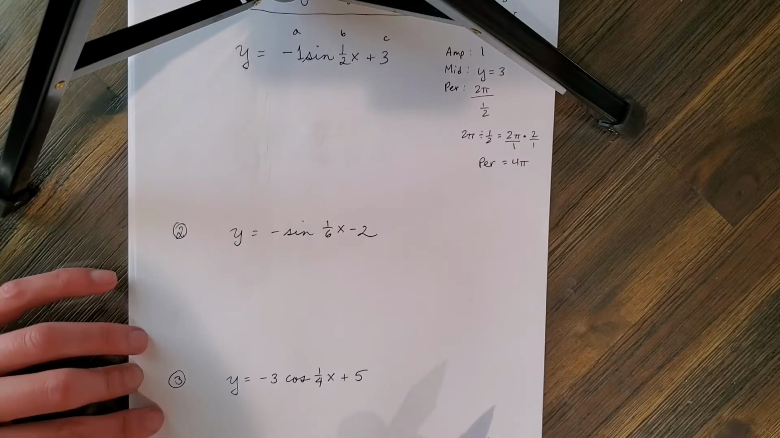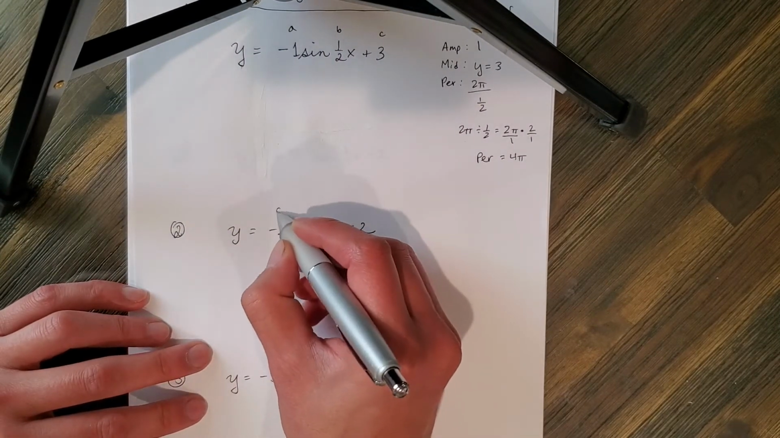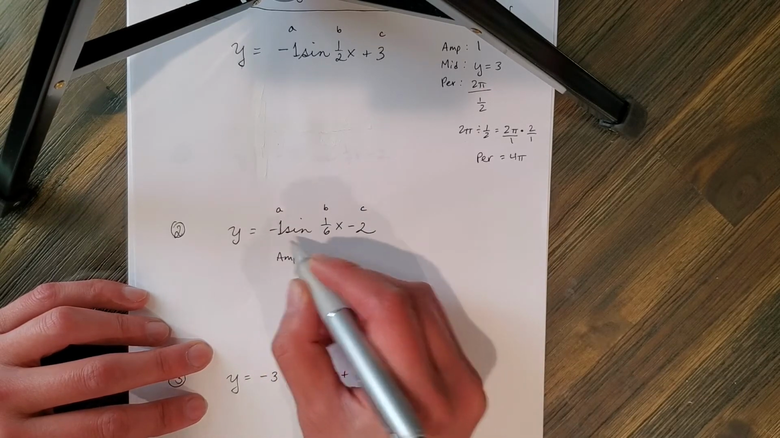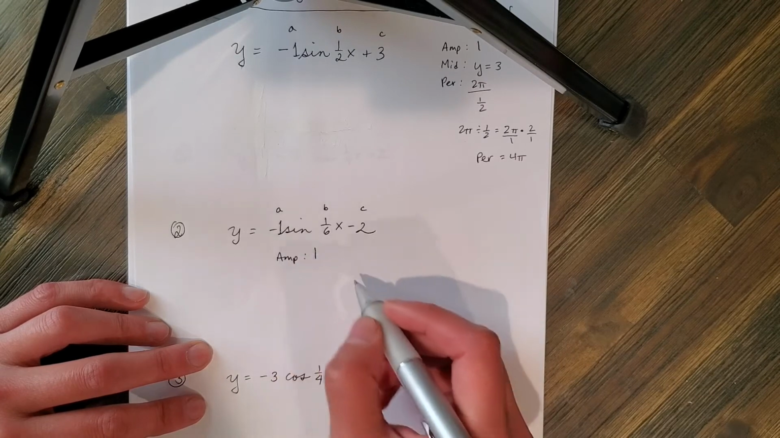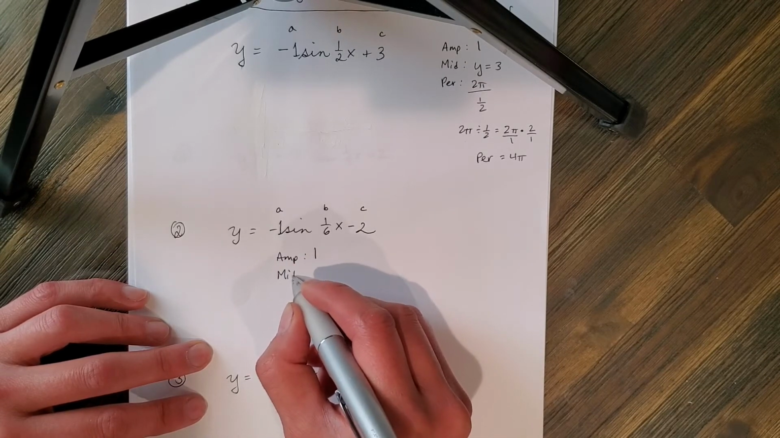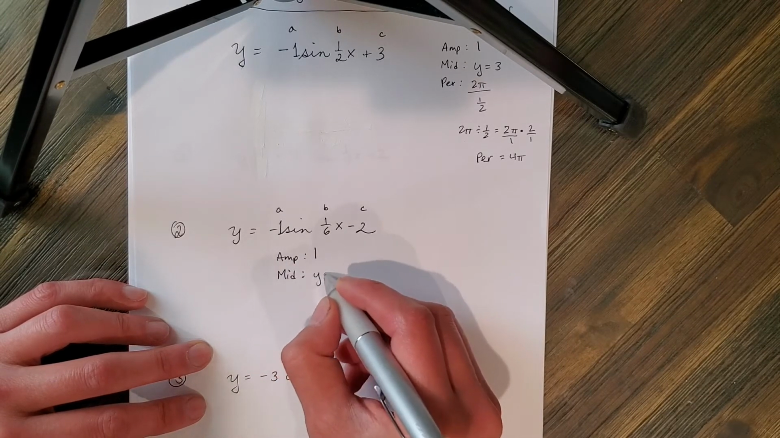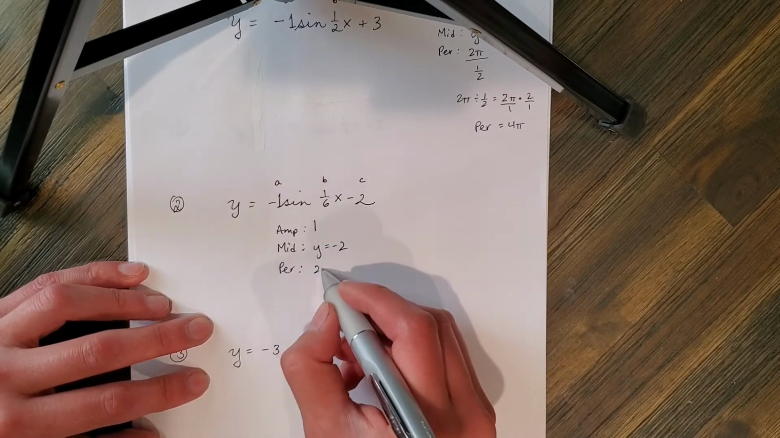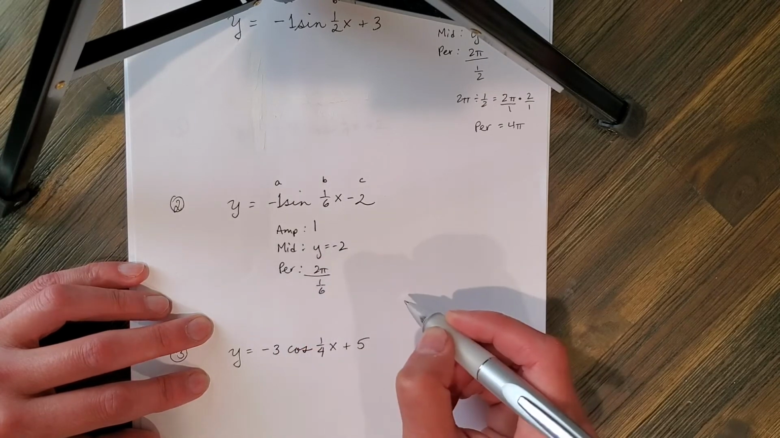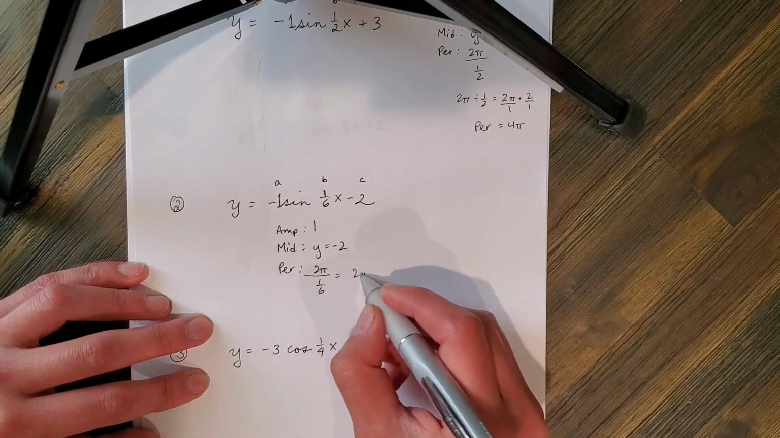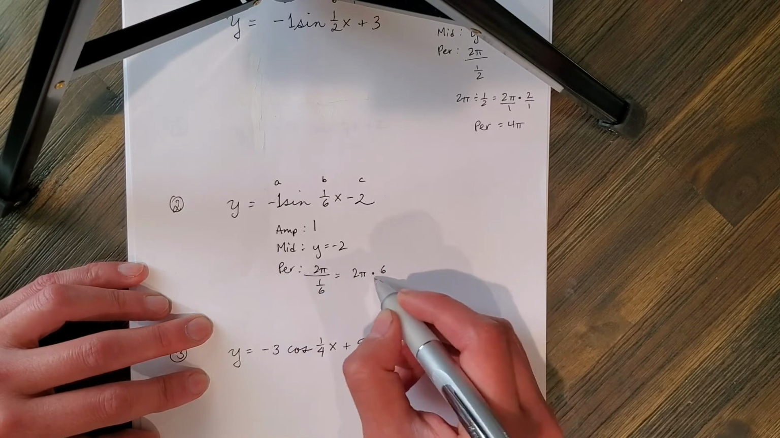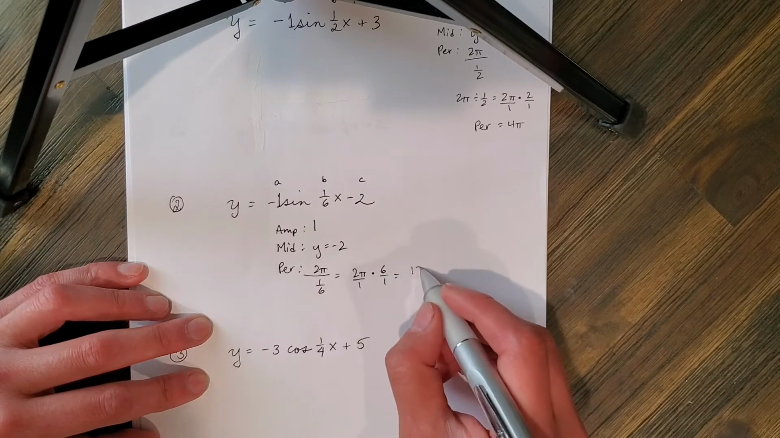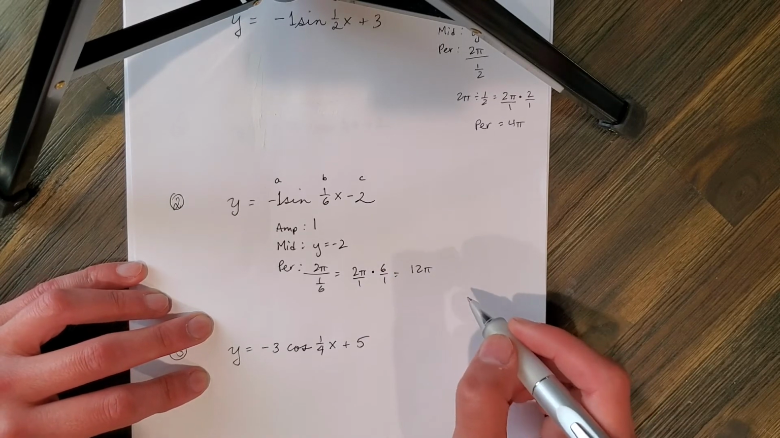Next one. Okay, so let's go ahead and do this. So this is an invisible 1, so that's my A, this is my B, and this is my C. So the amplitude is 1. Again, it's always going to be positive, okay? Our midline is going to be negative 2, so y equals negative 2. And our period is going to be 2 pi over 1/6. Okay, so let's do that. 2 pi times the reciprocal of this, which is 6 over 1. I could put both of these fractions like this, and so it'll be 12 pi. Okay, that's it. So my period is 12 pi.